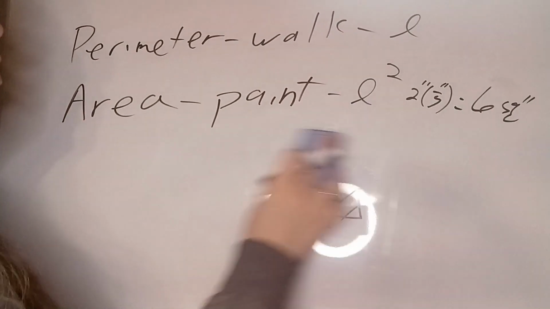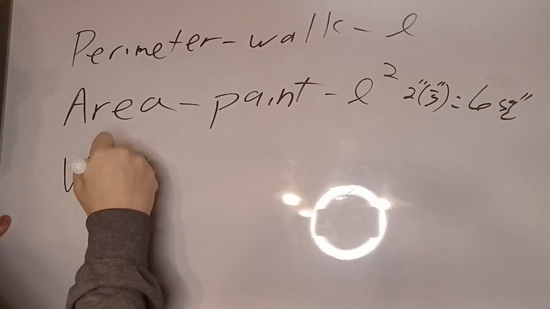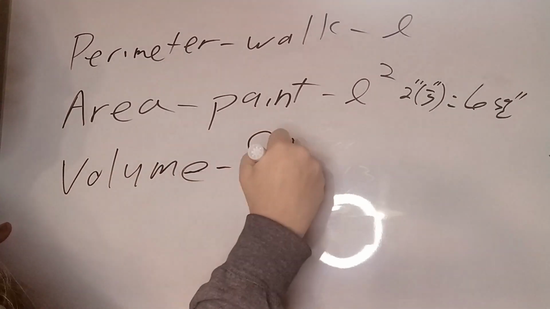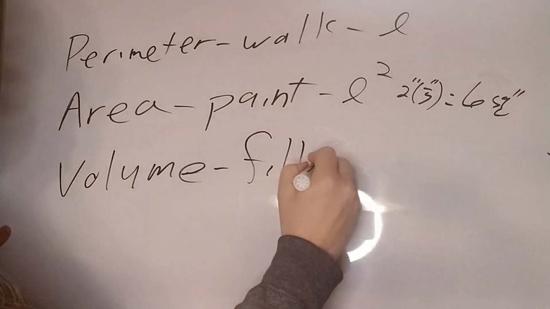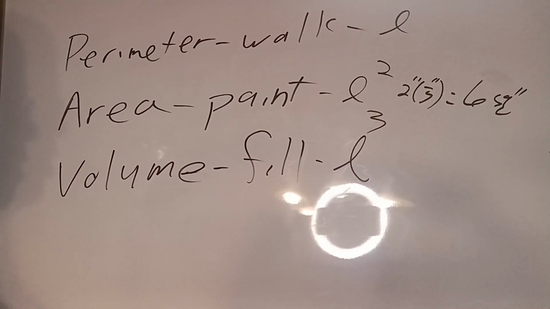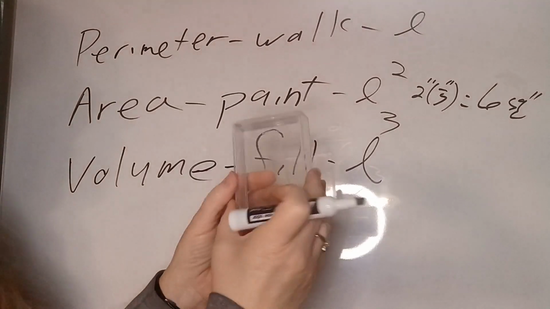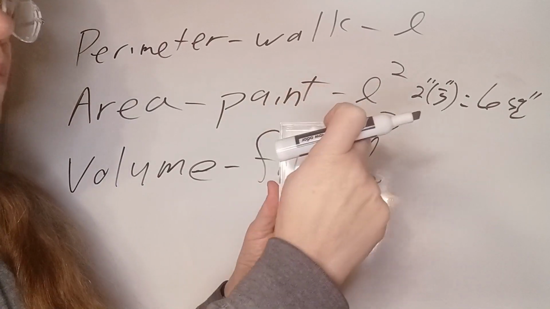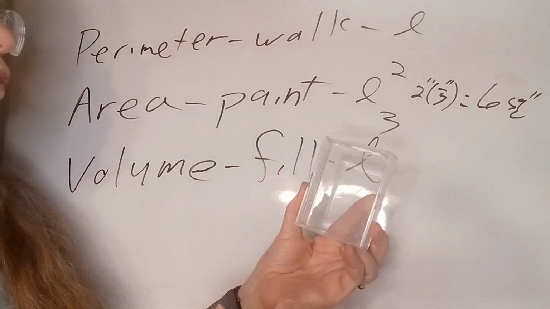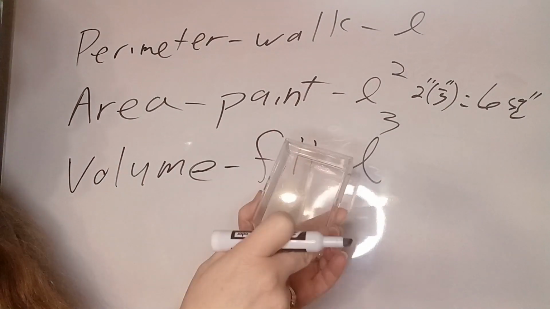So now let's look at volume. Volume is something you fill. And it is length cubed because we have three dimensions when we're determining volume. Okay? Here's our box. We have this side, and this side. So for volume, we have to multiply all three of them together.